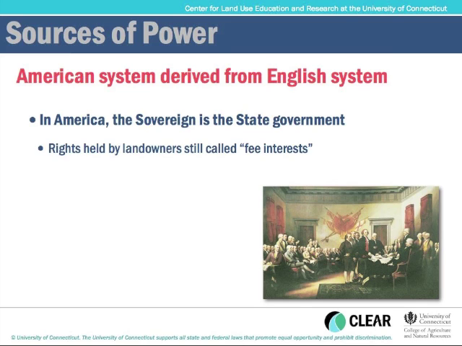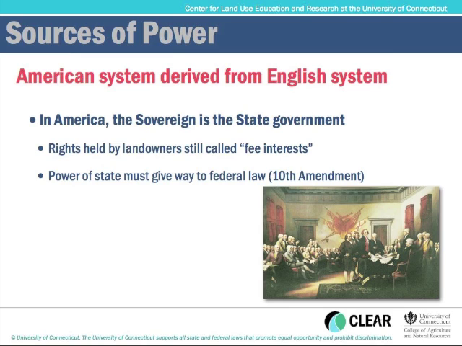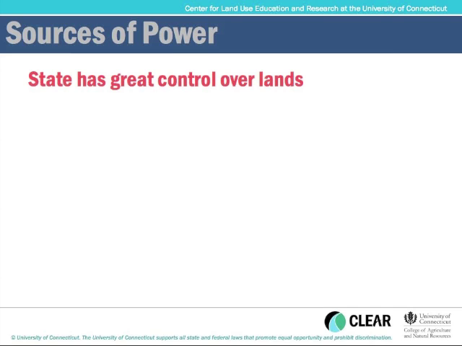The rights that a landowner holds, so individuals, private citizens like you or I, if we own property, these are still called fee interests, so that ties directly to that old English system. And the power of the state is essentially pretty overarching in terms of land use, but it must give way to federal law, if it was stated in the federal Constitution that the federal government has power over those specific issues. Now, the state has great control over lands.